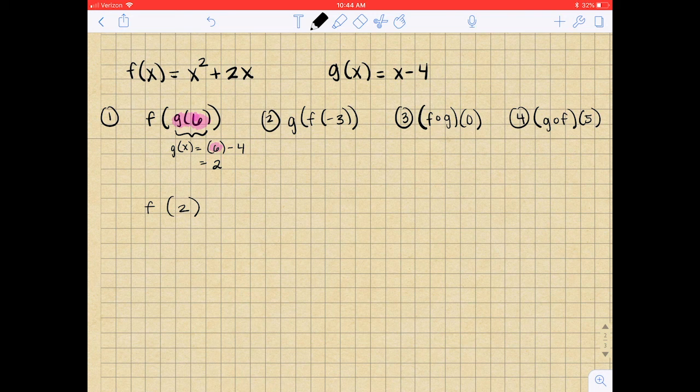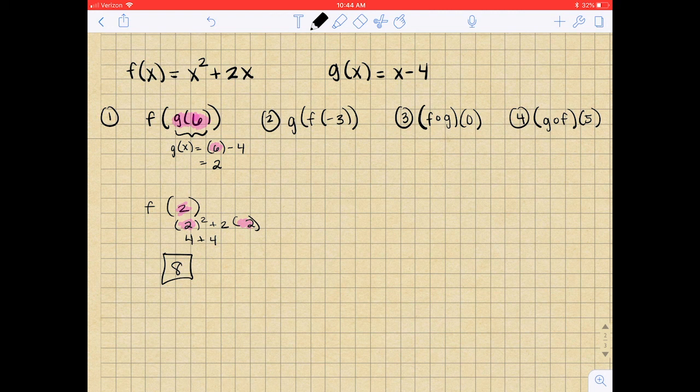So then I go to my f function, which is x squared plus 2x. And every x that I see is going to be replaced with the value 2. So 2 here, 2 here. That gives me 4 plus 4, which is equal to 8 as a final answer.